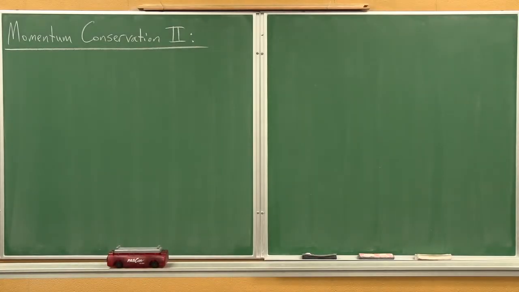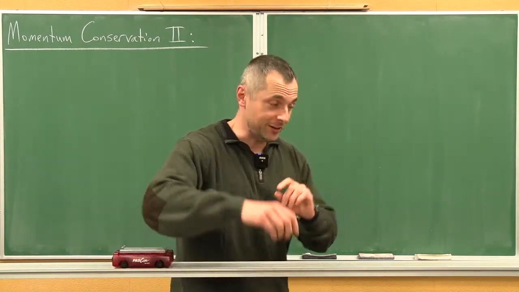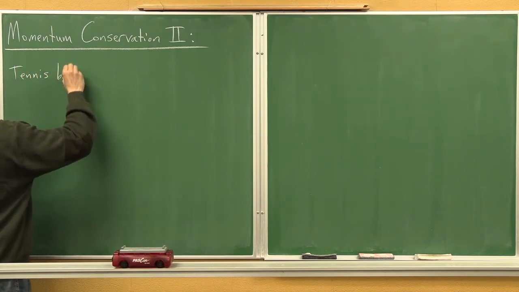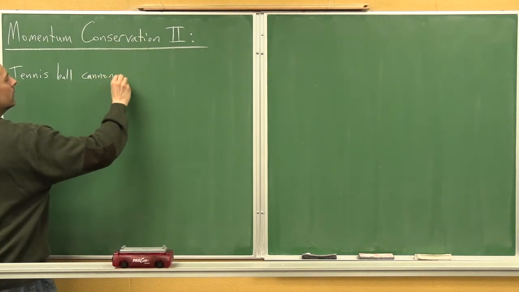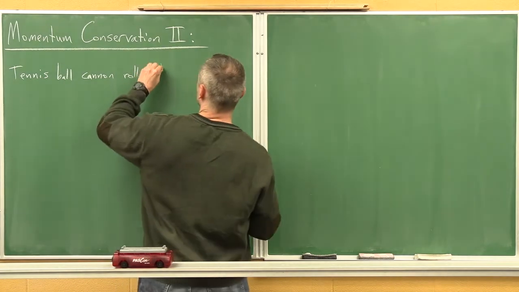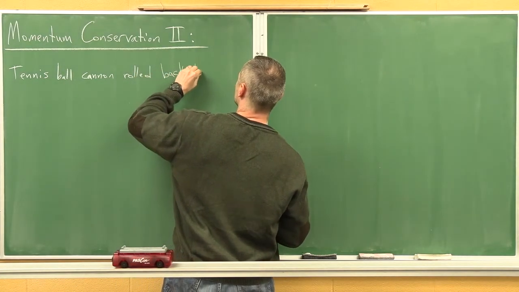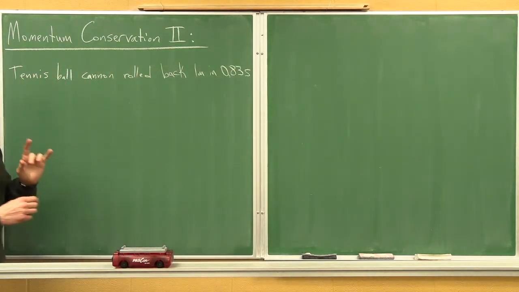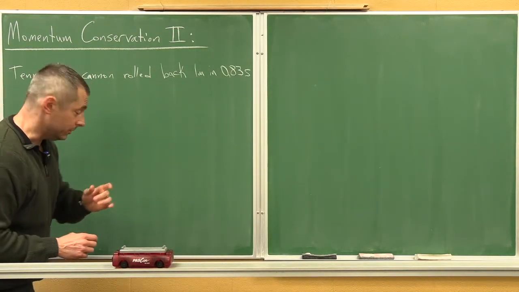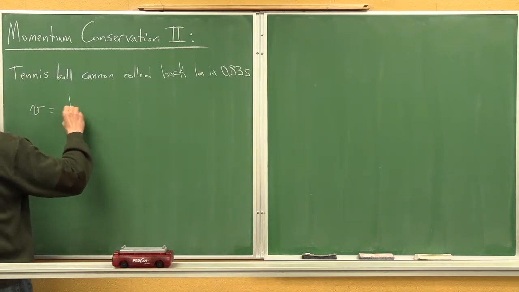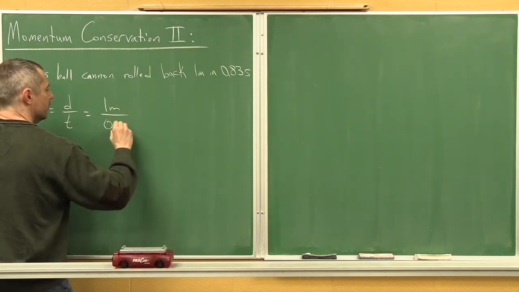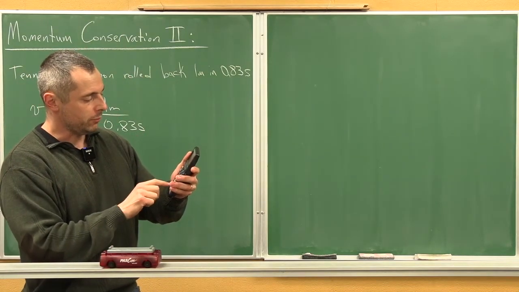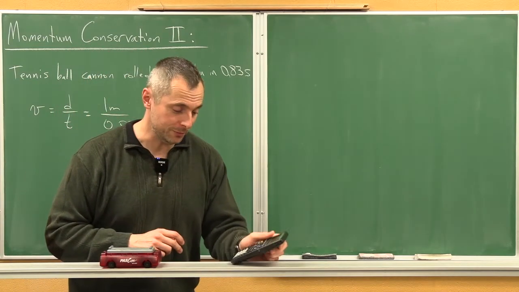So let's see if we could analyze and figure out from this new idea, momentum conservation, how fast the tennis ball shot out. So the first thing, the tennis ball cannon, and from that, I could figure out its backward speed, or its velocity, from v equals distance over time. So 1 meter over 0.83 seconds. Let's get a calculator. 1 divided by 0.83, 1.20 meters per second.